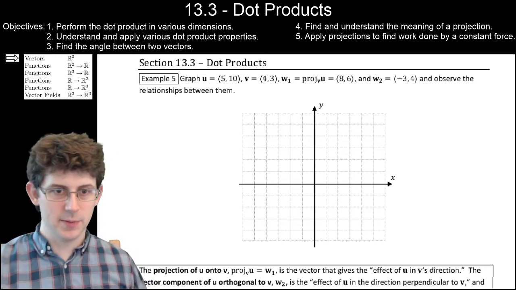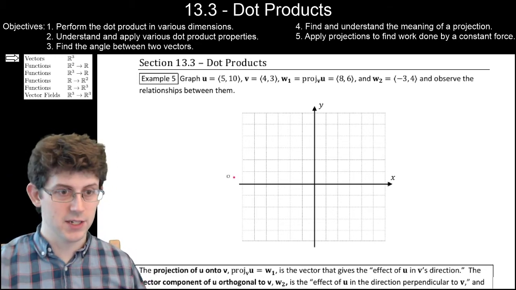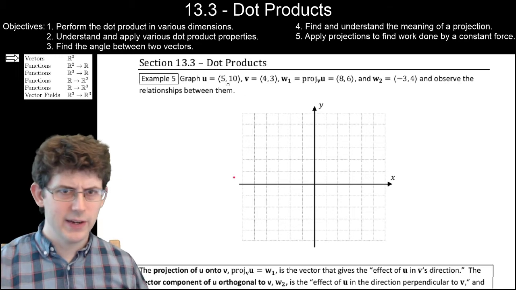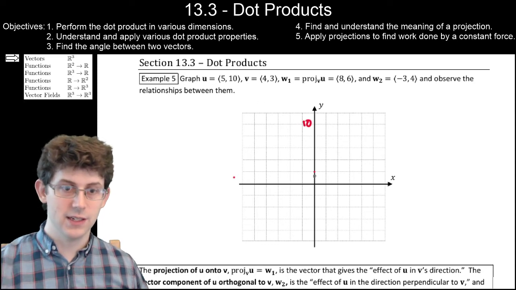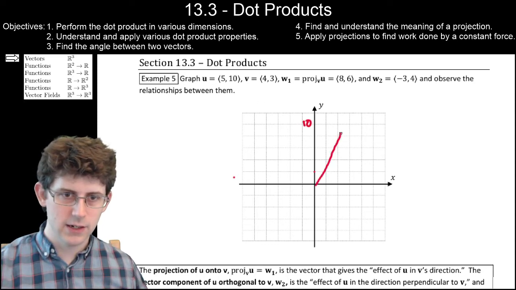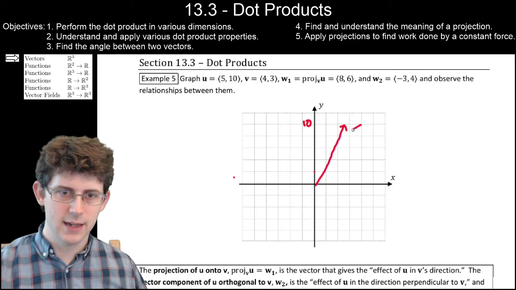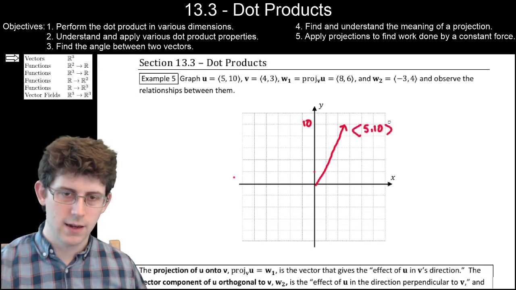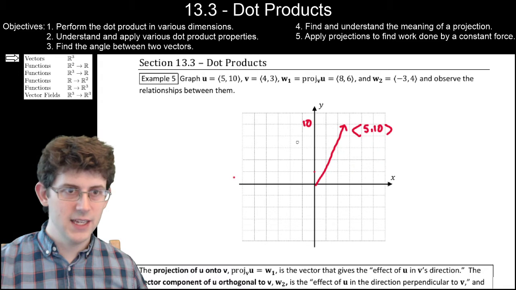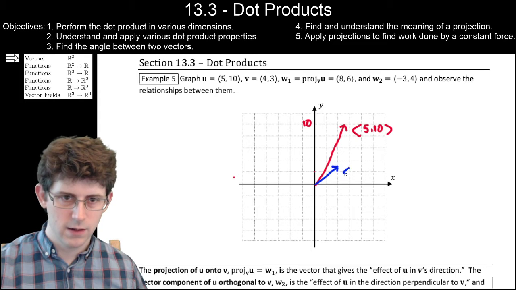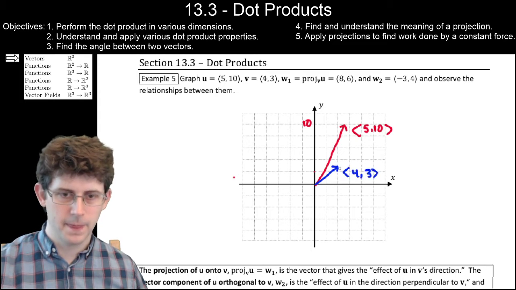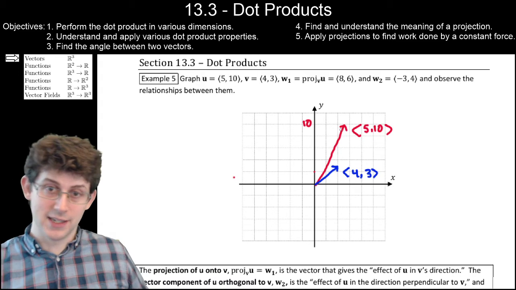So let's just graph a couple of things to get a good picture of what projections look like. We're going out to 10 here, so I guess we're going to say this is 2, 4, 6, 8, 10. The vector u is 5, 10. So it goes over 5 and up 10. The vector v is 4, 3. So we'll go over 4 and up 3. Then we'll start projecting stuff.